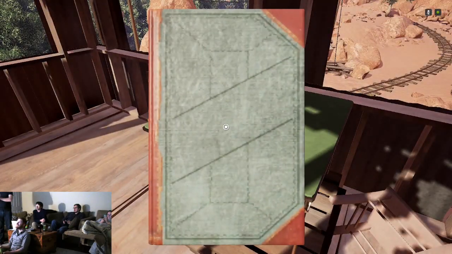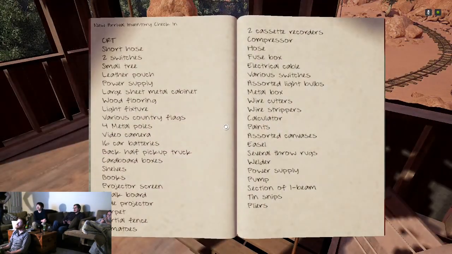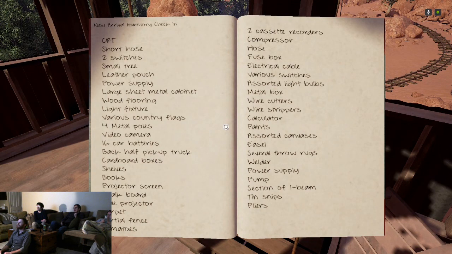Okay, here we go. Let's see if coins is a thing that came in. Paints. 4 metal poles. A small tree. Tin snips. Video cameras. Fuse box. Compressor. Projector screen. Chalk. Slide projector. Carpet. Back half of a pickup truck. Partial fence. Sorted light bulb. Section of I-beam. And a power supply.